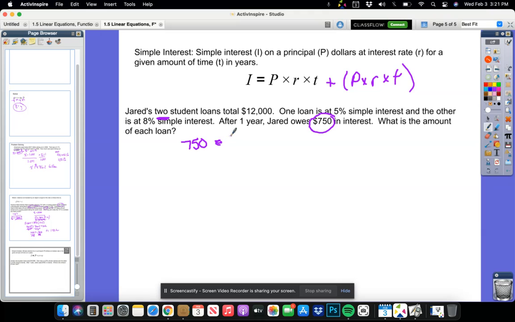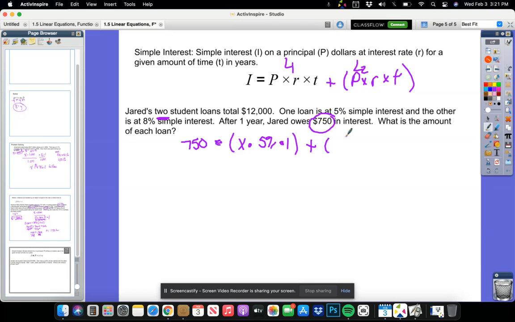Now we don't know the principal of loan 1, so we'll call that x. That equals x. And now we do know the rate of the first loan, which is 5%. And it's in there for 1 year. Now we also have to make another one. This is loan 1. This is loan 2. The other one will be its principal.